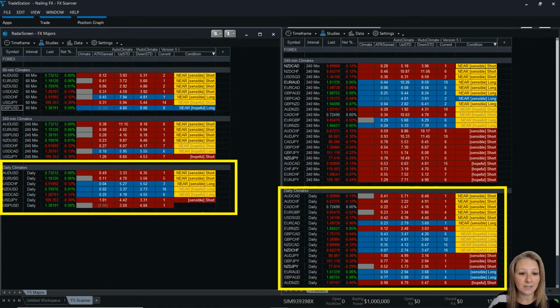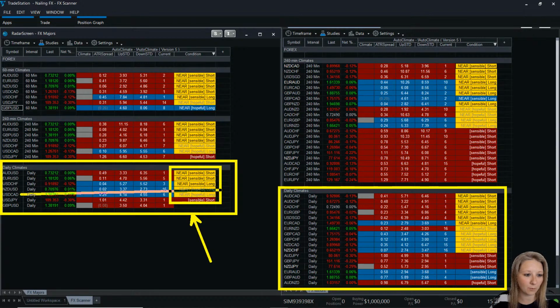So over on the left hand side we have US dollar pairs, and what we want to look for, we've got these yellow boxes. These yellow boxes tell us that we have an opportunity that is near, meaning close to current price. So we want to filter by those. And then you might see that some of them say near sensible, long or short. Some of them say near hopeful. We want to get rid of the hopeful ones. We never want to be trading something hopefully. We want to be sensible when we're trading. So let's assume we get rid of those. That leaves us with 3 options at the top there.